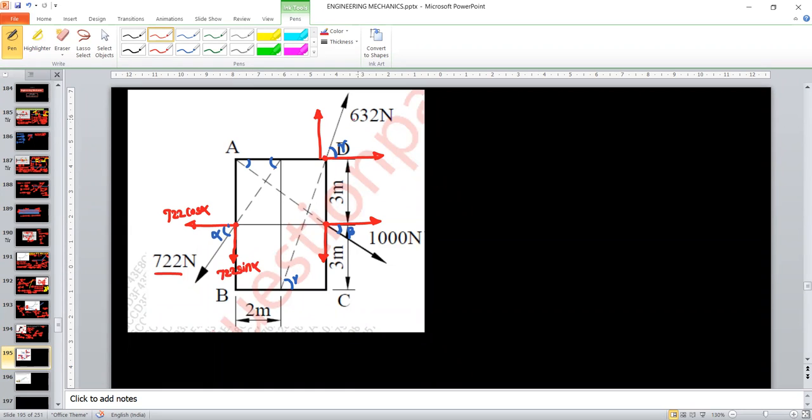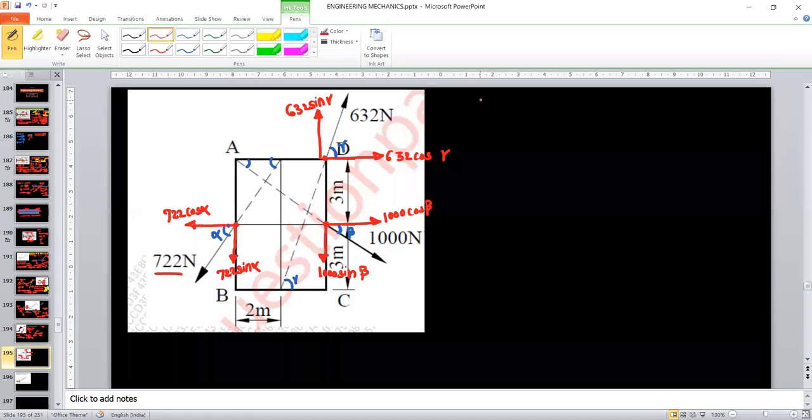Then for 632, this is gamma. So this is an adjacent component, a cos component. So this is 632 cos gamma, and this is 632 sine gamma. For 1000 Newton, this component is adjacent, so this is 1000 cos beta. And this component is the opposite component, so this is 1000 sine beta. So now we have resolved all the components.